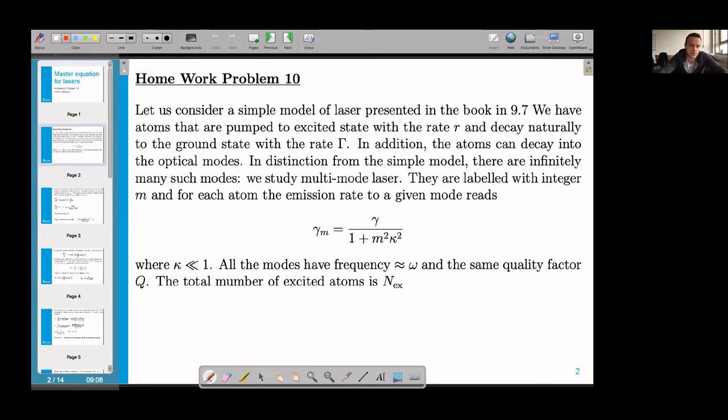by the following formula. Gamma_m is gamma times 1 plus m squared kappa squared, where kappa is assumed to be very small. All those modes will have the same frequency, omega, and they have the same quality factor Q. And we denote the total number of excited atoms by capital N excited.